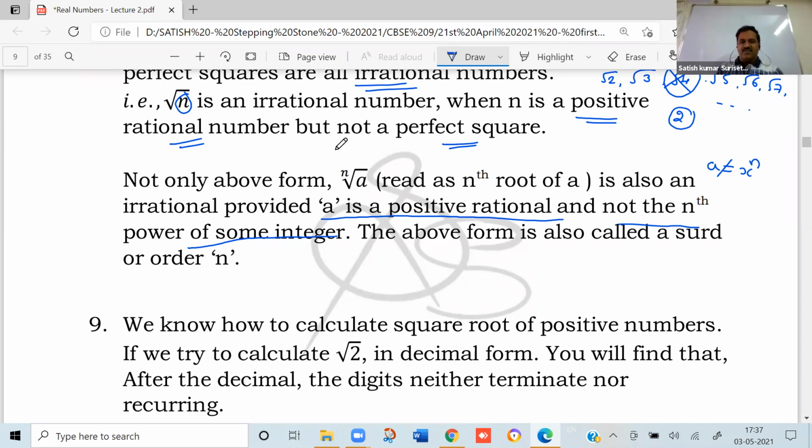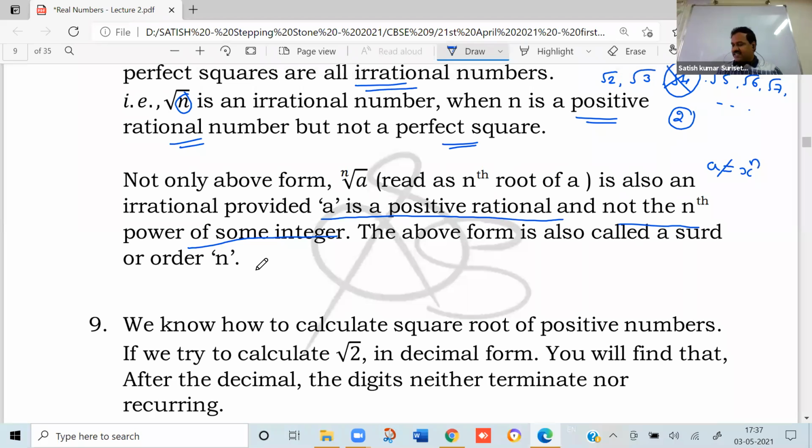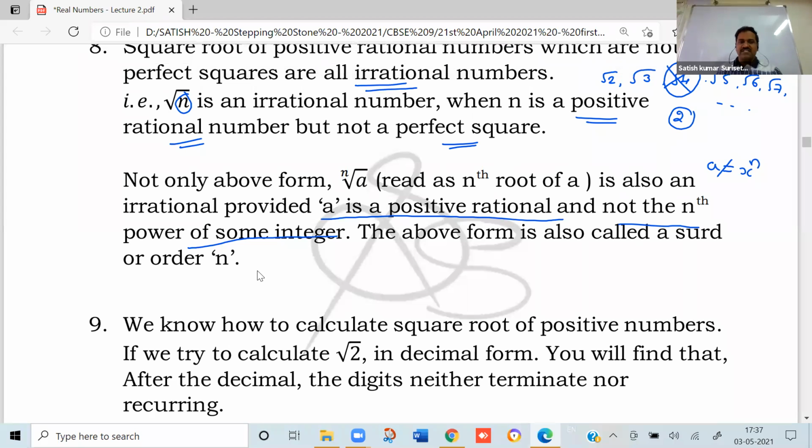Now, this form is called a surd. The above form is also called a surd of order n, because it is the nth root of a. Now, when I write root 2, it is a surd of order how much? 2. What about the fifth root of 7? It is a surd of order how much? Order 5.